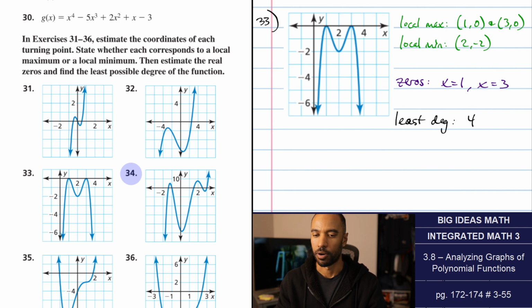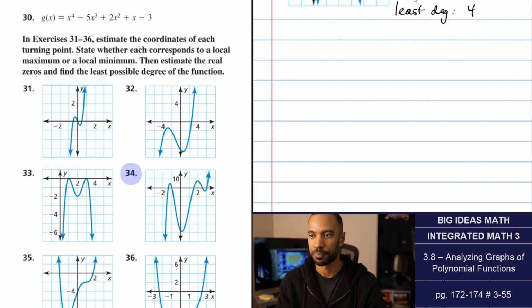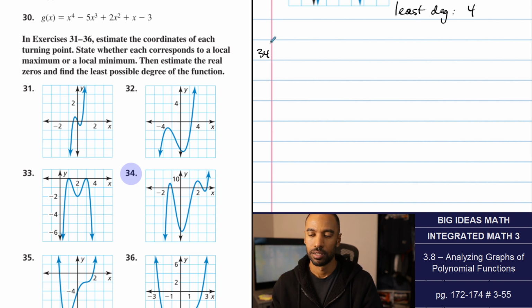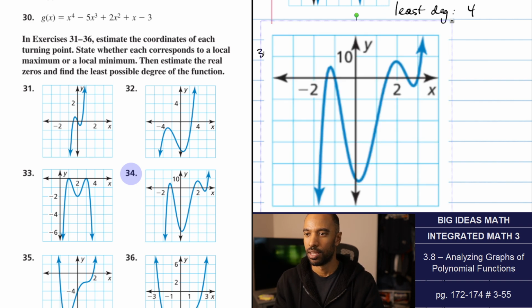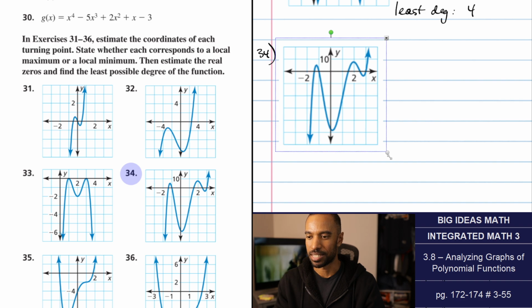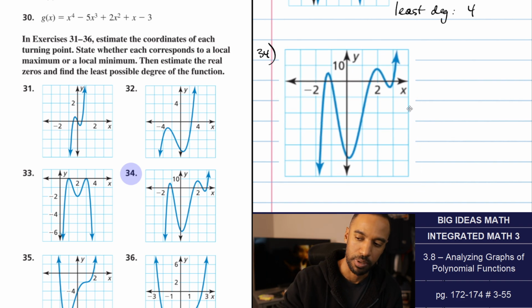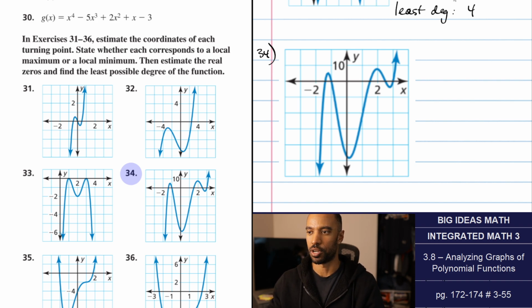Ooh. Number 34 is an interesting thing. Do you notice what it is? Look at the scale on y. That's tricky. The scale goes by 10s. Every increment is a 10. Okay, so be cautious of that when we name some things here.